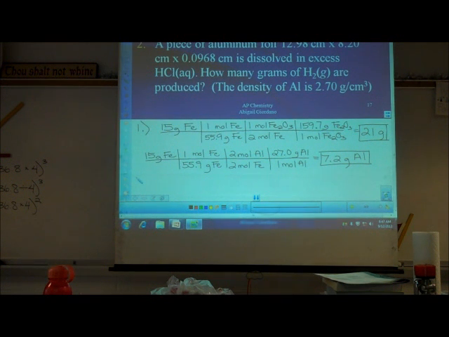In case you had not noticed, if you've gotten to number two, I have not given you a chemical reaction, but there is one. So I'm going to just get you started on this one. Number two says we have a piece of aluminum foil and we're given its dimensions: length, width, and height, I guess. And just stop right there. From those dimensions, what can you get? Think geometry.